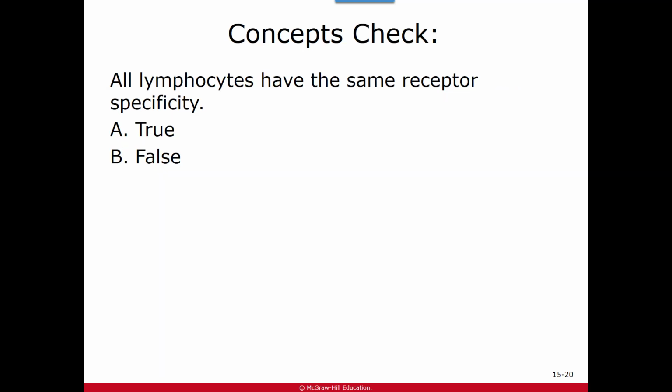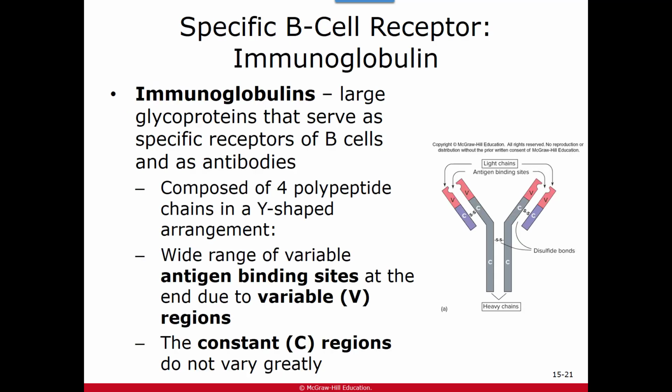Now, my note says all lymphocytes have the same receptor specificity. Totally false. I don't even have a comment of bold, but it's false. They all have different receptors. That's where we get the specificity part of our adaptive immune system. Now we're going to take a look at what those receptors look like.